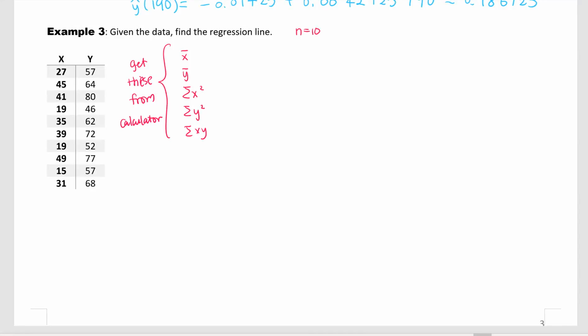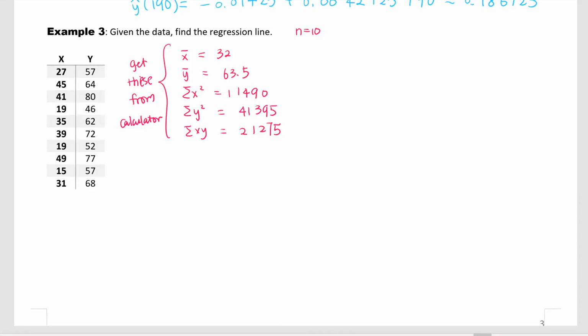Well, remember we have 10 data points. X bar is 32. Y bar, the sample mean of y, is 63.5. Sum of x squared is 11490. Sum of y squared is 41395. Sum of xy is 21275. Okay, do you get the same answer?